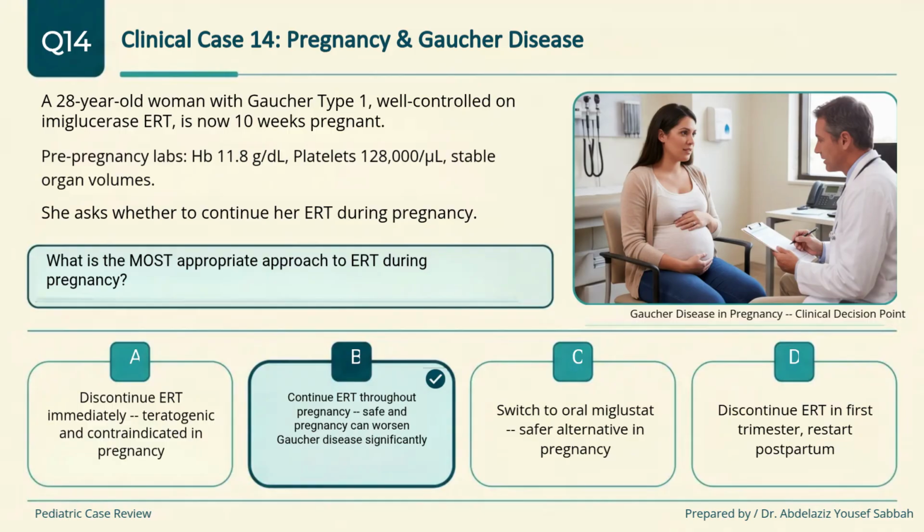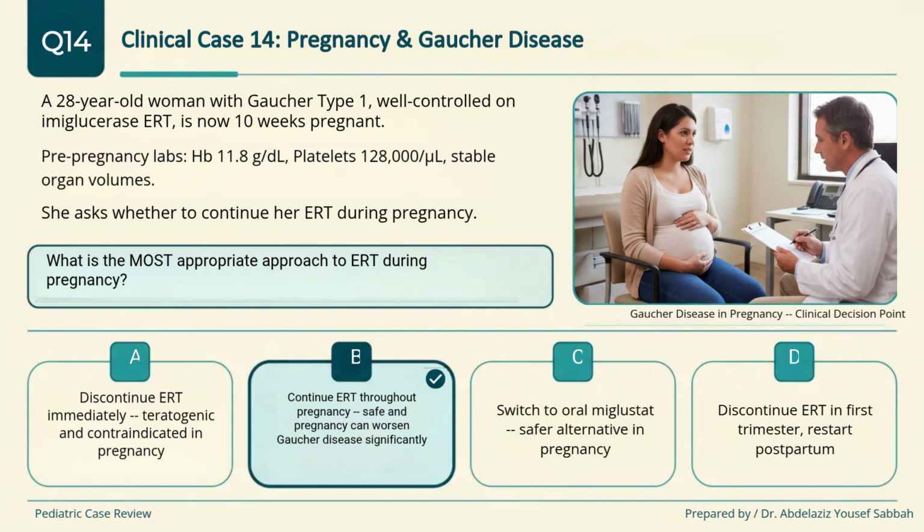Clinical Case 14. A 28-year-old woman with Gaucher type 1, well controlled on imiglucerase enzyme replacement therapy, is now 10 weeks pregnant. Her pre-pregnancy labs showed a hemoglobin of 11.8 grams per deciliter, platelets of 128,000 per microliter, and stable organ volumes. She asks whether to continue her enzyme replacement therapy during pregnancy. What is the most appropriate approach?